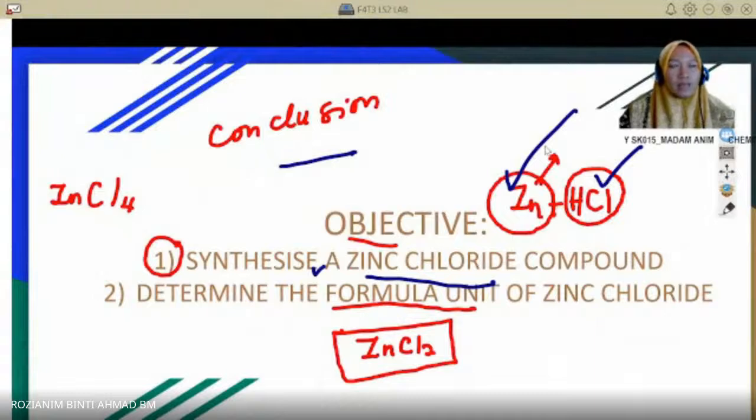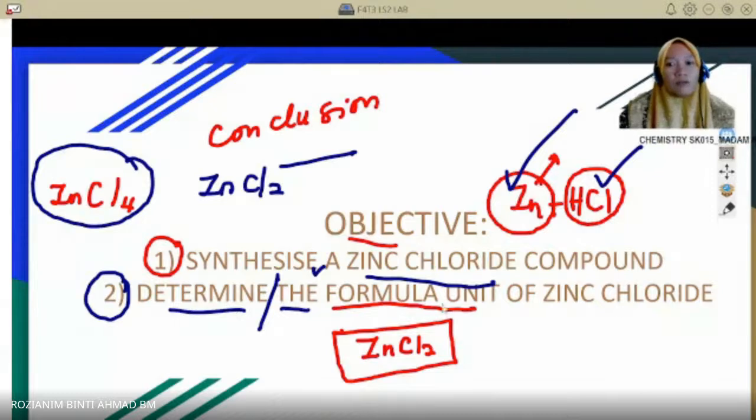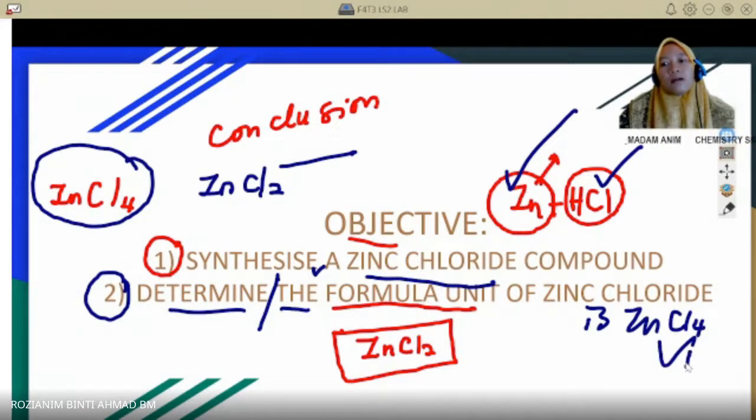Okay, next. Conclusion nombor 2 adalah objektif nombor 2. Objektif nombor 2 adalah determine formula unit. So, mana formula unit dalam eksperimen kita? Ini. So, maksudnya objektif nombor 2 ni mesti menjawab data eksperimen, bukan data teori, sebab data teori is ZnCl2. So, your conclusion must be answer bermula pada ayat ini. Olah balik. So, the formula unit of a zinc chloride is ZnCl4.